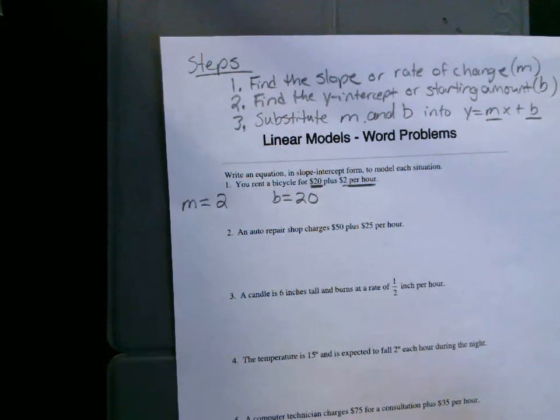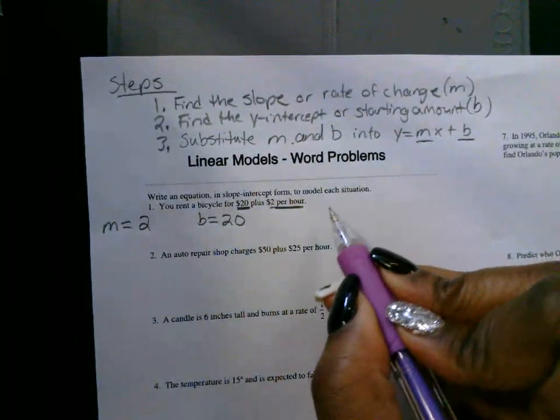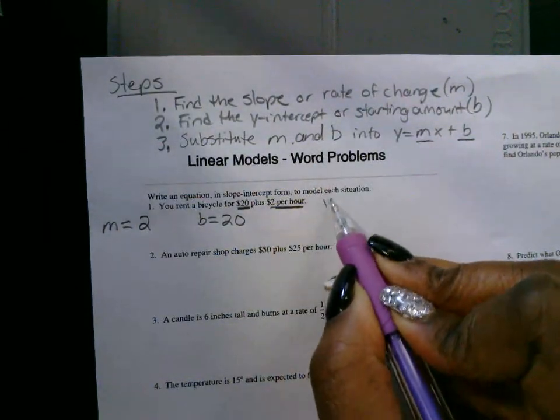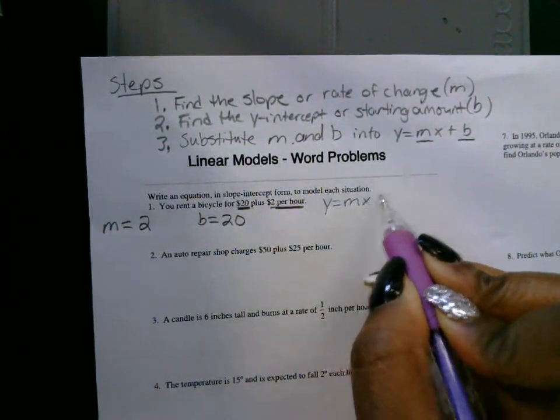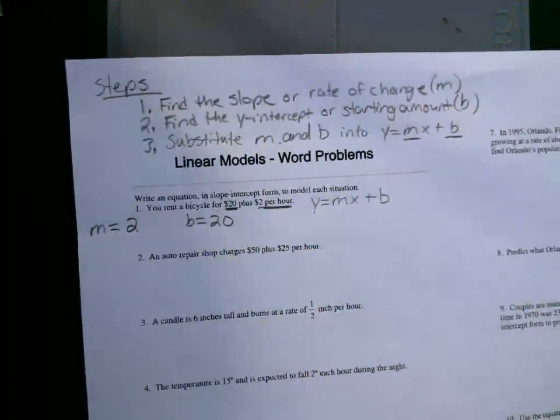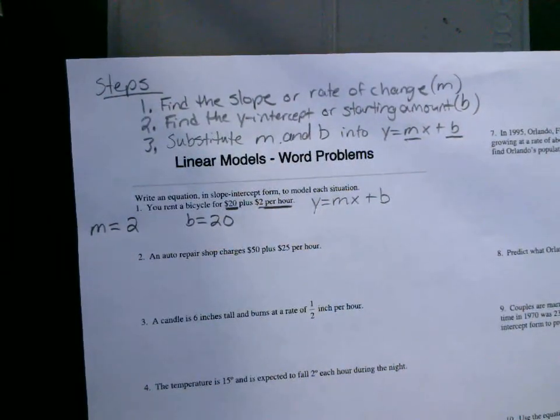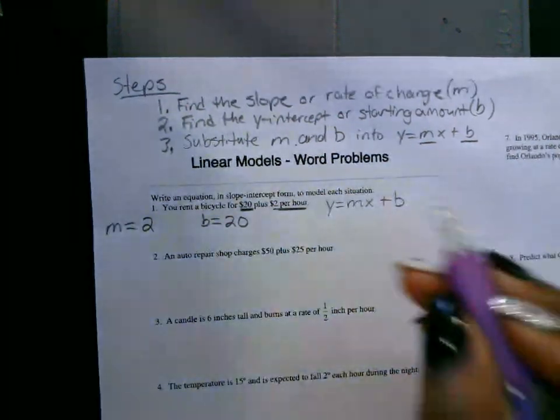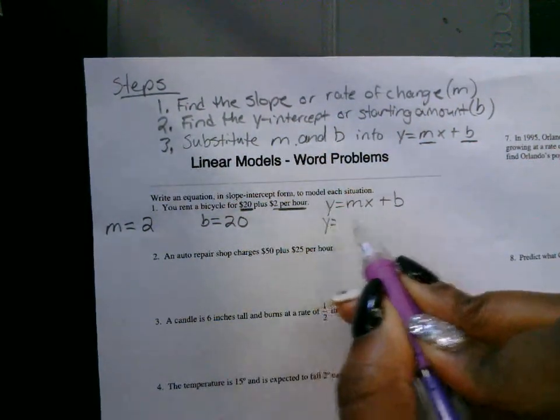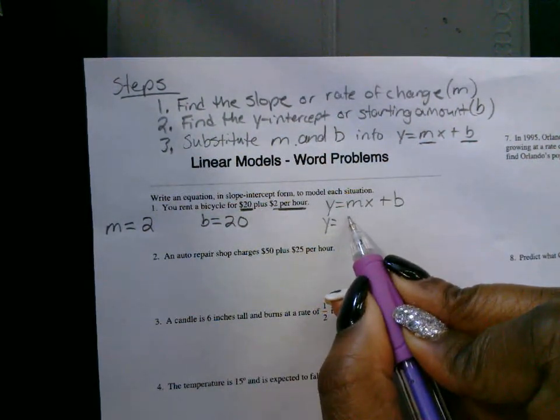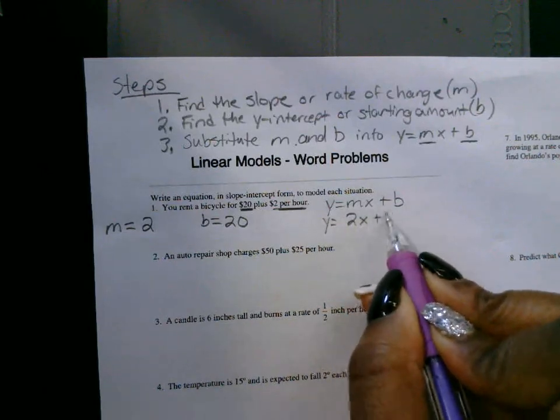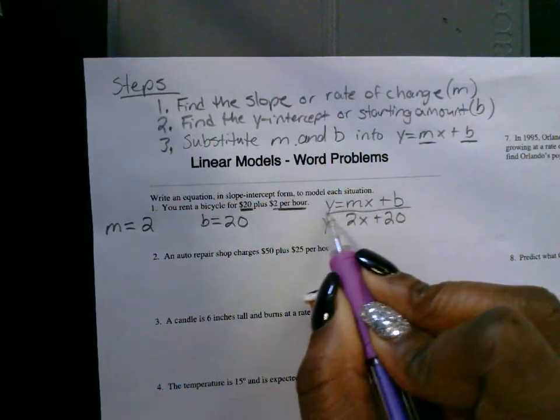Okay. So now, how do I write this as an equation? Remember, the last step is to substitute the M and the B into the slope-intercept form, y equals mx plus b. So how do I write this? Y equals 2x plus 20. Very good. This is my equation.